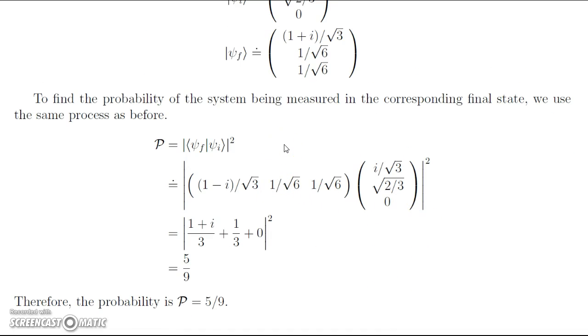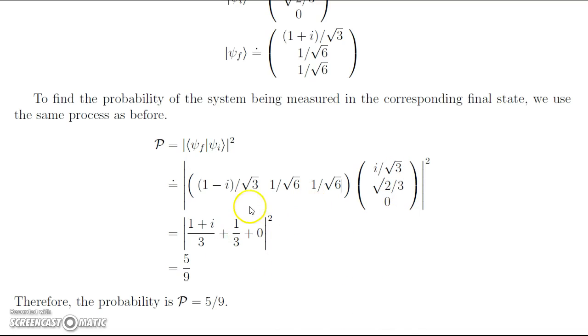This is going to be done using the same process as before, but now we're just taking the dot product of two vectors, which is just a row vector times a column vector, rather than using bra-ket notation. So the probability is equal to the inner product of psi final with psi initial, modulus squared. And here we just take the adjoint of psi final, which is 1 minus i over root 3, 1 over root 6, 1 over root 6 as a 1 by 3 row vector, times a 3 by 1 column vector, psi initial, which is i over root 3, root 2/3, 0.